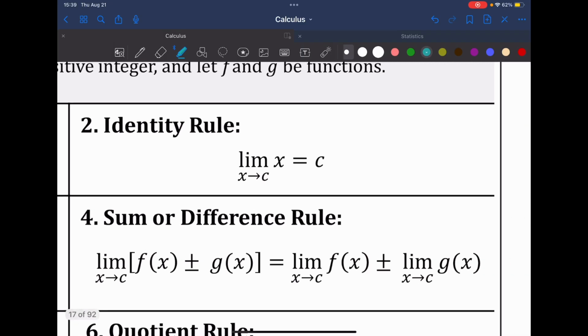Identity rule says the limit as x approaches c of x is equal to c. Notice that we don't have a function here. Okay, we don't see like f of x, right? We just see that this x value is repeated here. So anytime we see that and we have the limit of that, we call that the identity rule because the answer is just going to be c, whatever x was approaching.